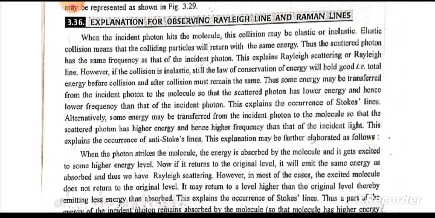This explanation may further be elaborated as follows. When the photons strike the molecule, the energy is absorbed by the molecule and it gets excited to some higher energy level. Now, if it returns to the original level, it will emit the same energy as absorbed, and thus we have Rayleigh scattering. However, in most cases, the excited molecule does not return to the original level. It may return to a level higher than the original level, thereby emitting less energy than absorbed. This explains the occurrence of Stokes lines.